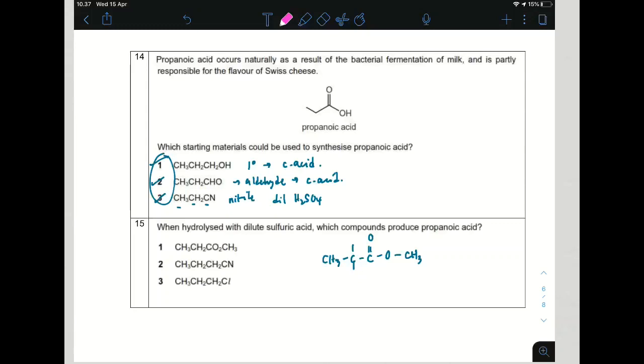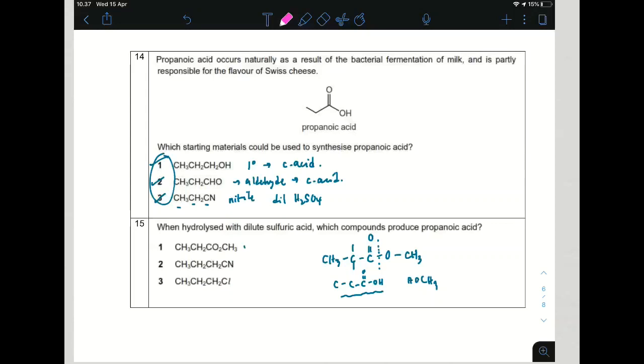Now this is going to be ester for number 1. So they are actually hydrolyzed with dilute sulfuric acid. So what's going to happen? A hydrolysis reaction will happen, so you are breaking this ester into carboxylic acid and alcohol. So you have 3 carbon, and this is going to be the carboxylic acid, and then you have CH3 and then OH, that's going to be the alcohol. If you look at the carboxylic acid, this is going to be propanoic acid, 3 carbon.